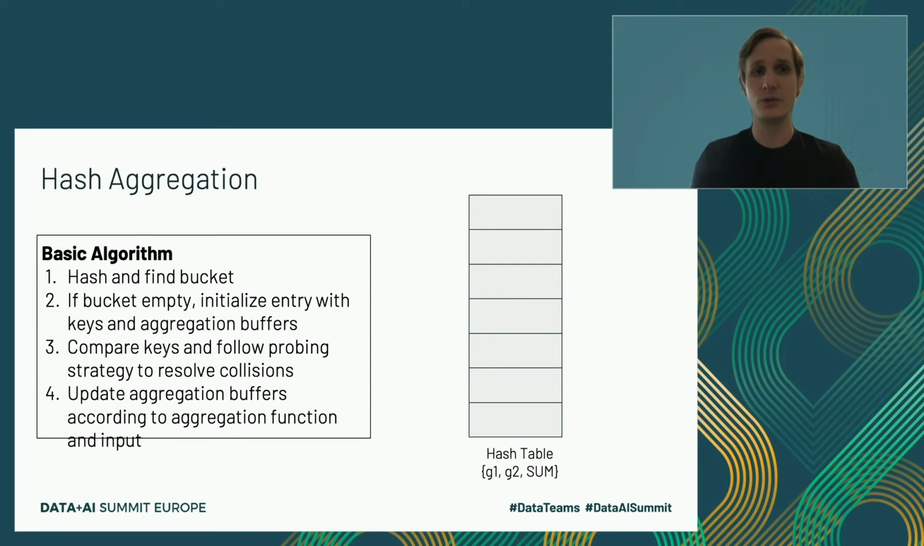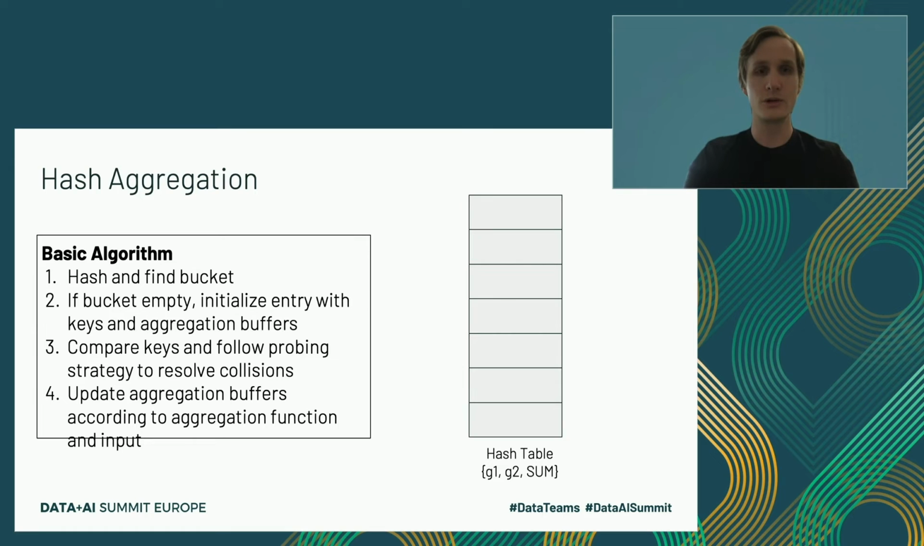And the basic algorithm is quite simple. We'll first hash the input and find the corresponding bucket. Then we'll see if the bucket is empty, potentially initialize it with the keys and an aggregation buffer. In this case, we'd initialize the sum buffer to 0, and then we will need to do key comparison and follow whatever our probing strategy is to resolve collisions. Once we've identified that we've found the right bucket with matching keys, we can evaluate the aggregation function and update the corresponding aggregation buffers. So this is a pretty simple algorithm.